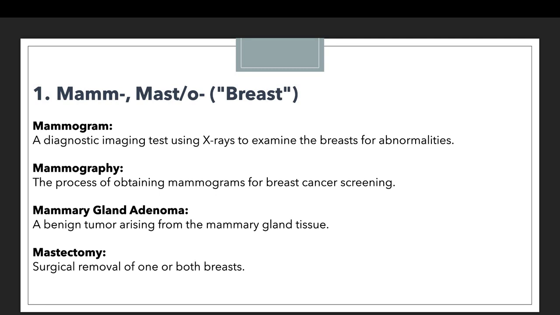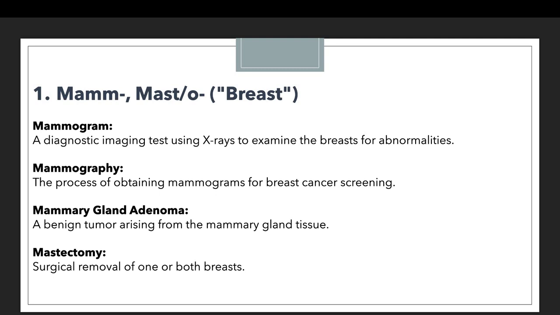Again, for some medical reason, if the patient is suffering from any disease like breast cancer, then in that case surgical removal is performed in order to remove one or both breasts from the body. Then in that case, we will use the terminology mastectomy. Mastectomy. Okay, so this is all about this prefix.